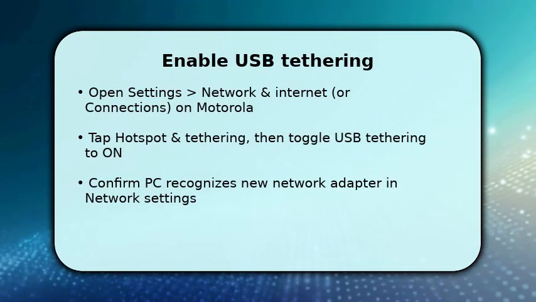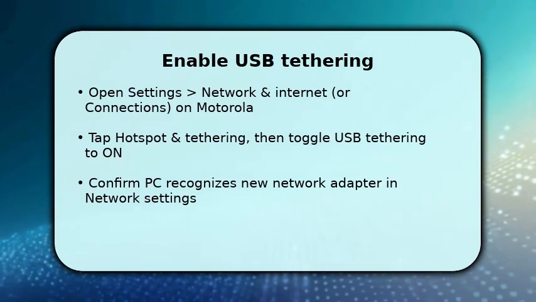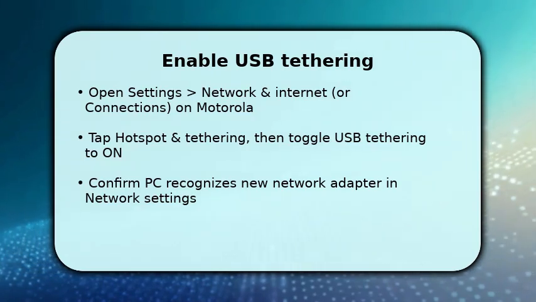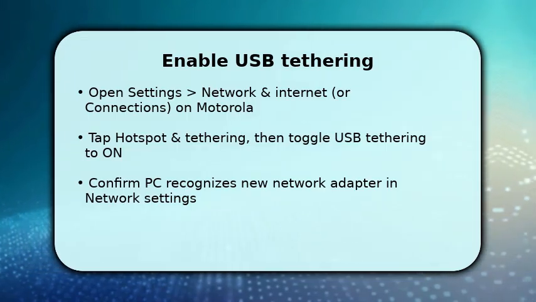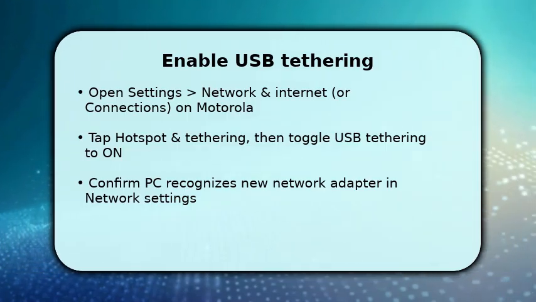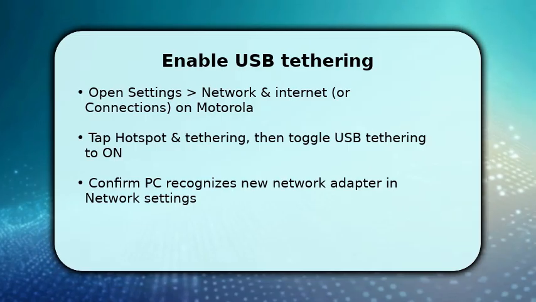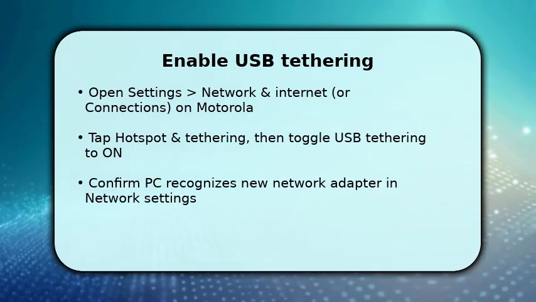Next, go into Settings and navigate to Network and Internet or Connections depending on your model, because manufacturers vary. Tap Hotspot and Tethering and toggle USB tethering on. This switches the phone into a network interface mode that shares mobile data with the computer.